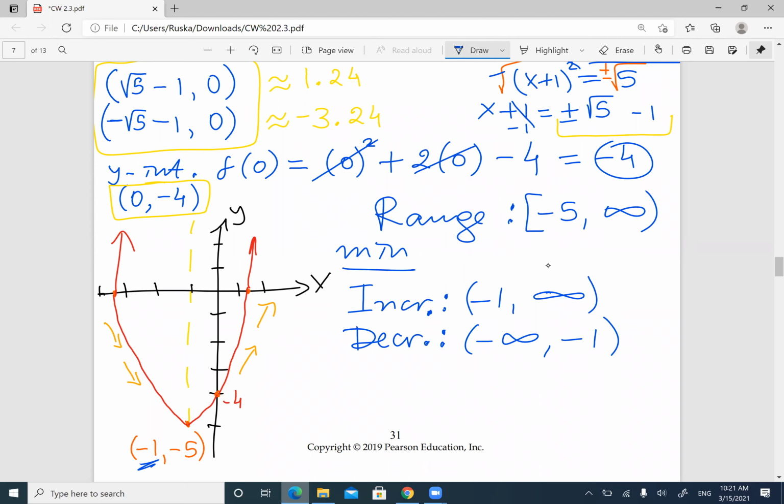Okay? So this is how you do questions where you have the function given in standard form. You do the same, the only difference is finding the vertex when you have to use the vertex formula. Okay? So that's how you do those.